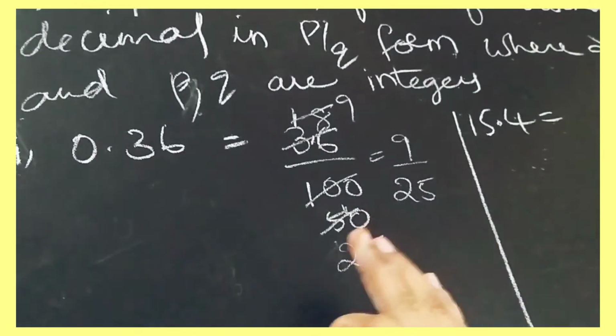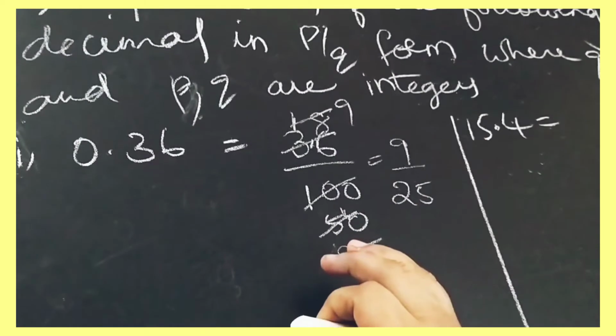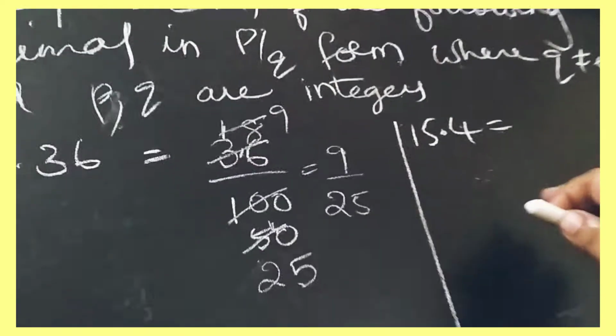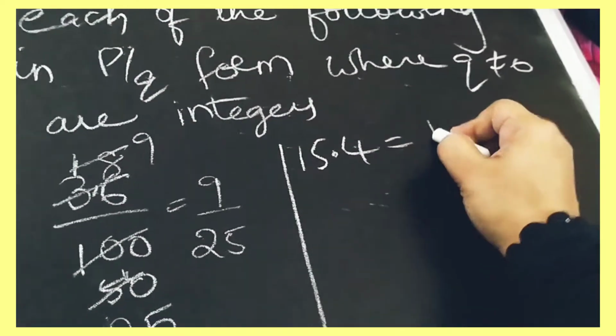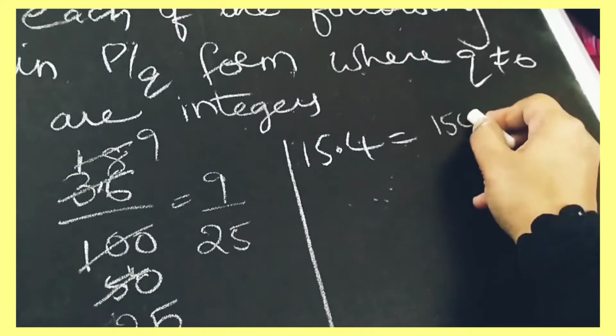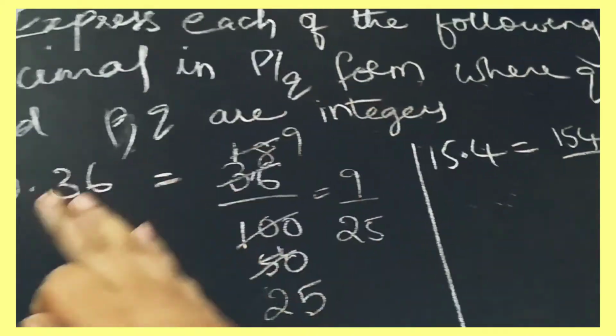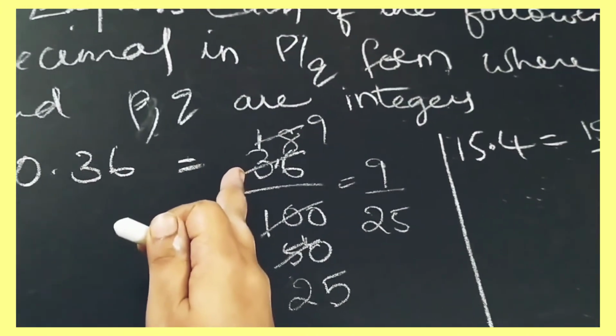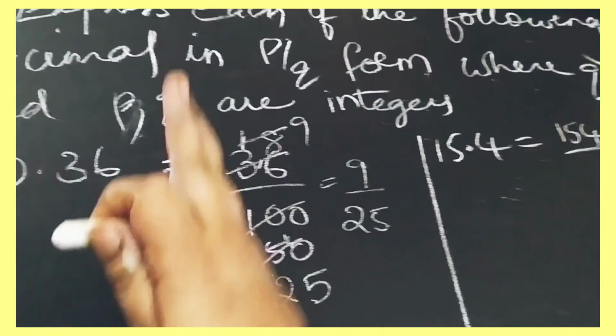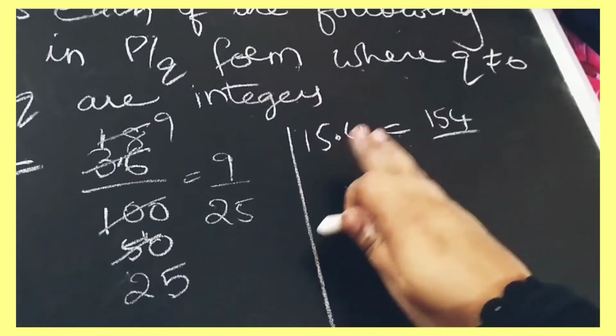Okay, we are cancelling this with 2. Now 15.4 is there, so what you have to do, you have to write 154 here. Here 0 is there, that's why we are not taking 0. There is no value now, 0. But here 15 is there, you have to take this 15.